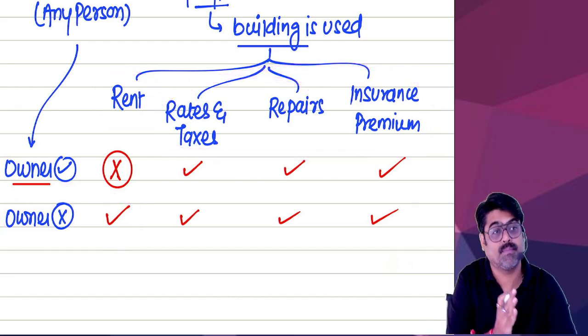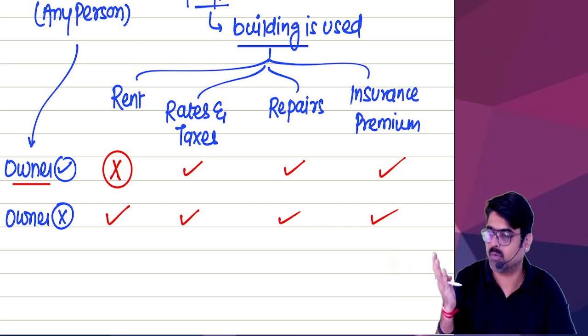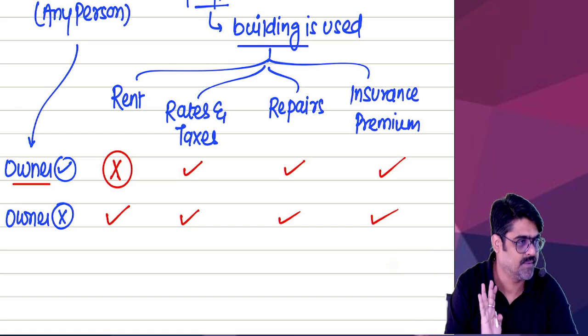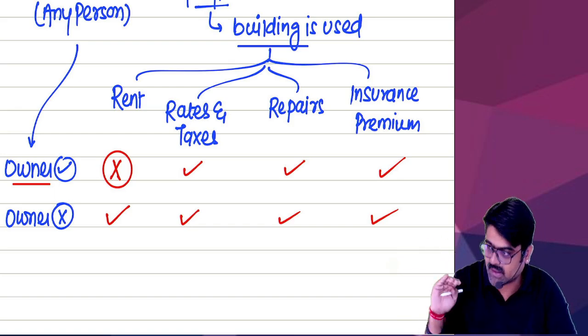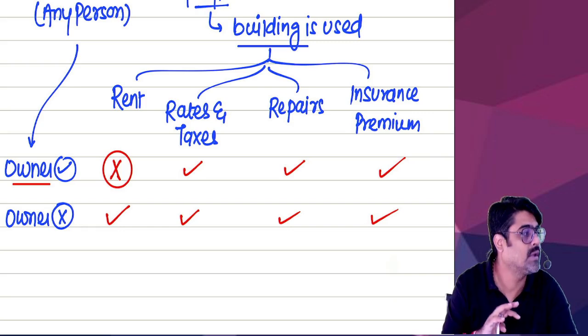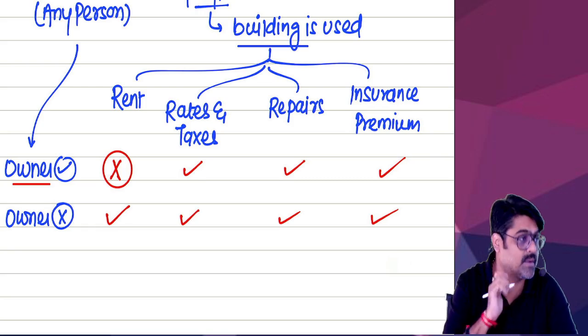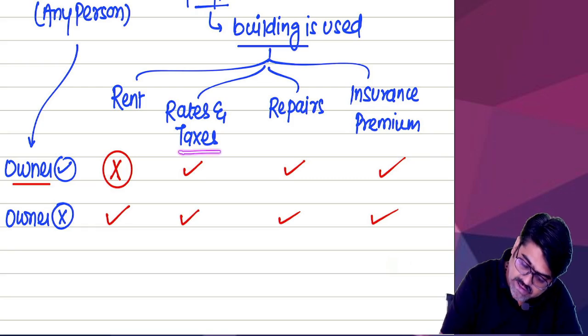Now, few important points to remember. See, we come to know that these four expenses are allowed under section 30. But while taking the deduction of these items, you have to be careful. You have to keep some things in your mind. Important points to remember. Rates and taxes.